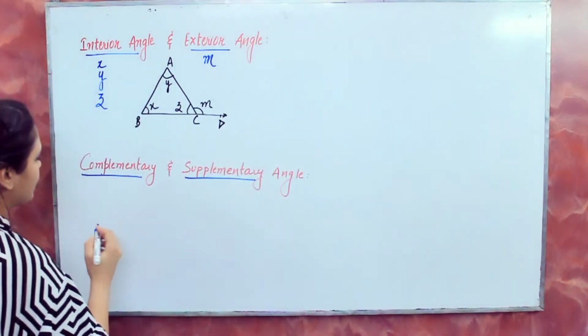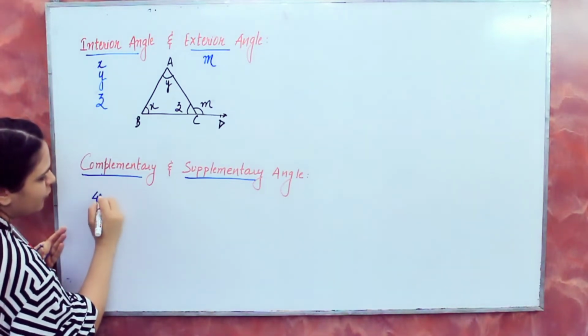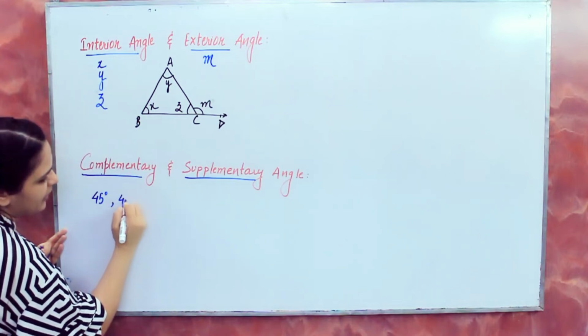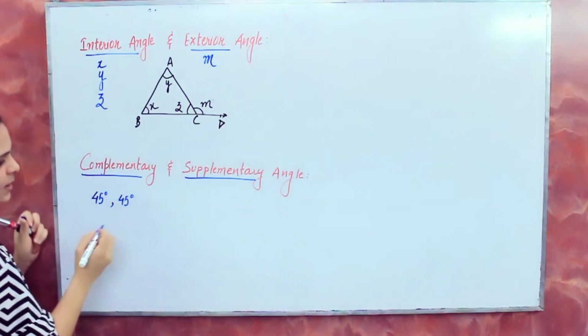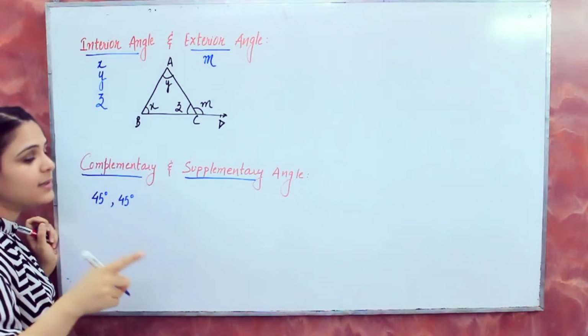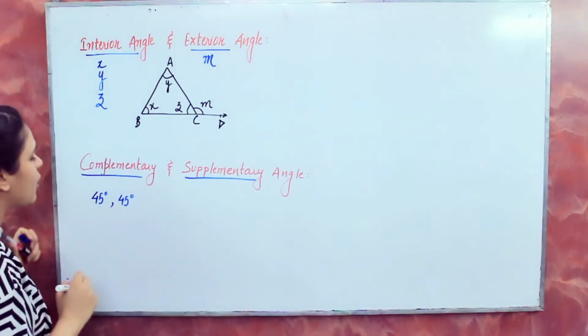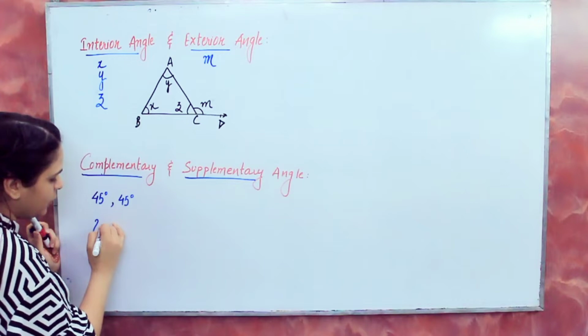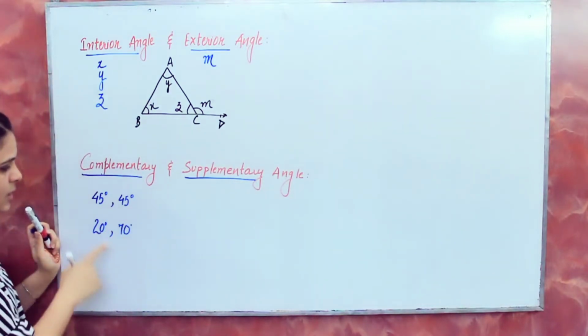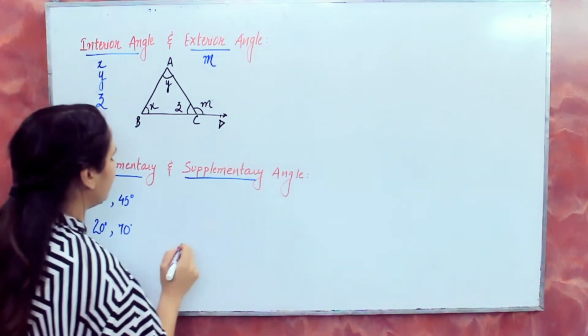Let's take two examples. 45 degrees and 45 degrees. The sum is 90 degrees, so they will be complementary to each other, and such a pair of angles is known as complementary angles. Or 20 degrees, 70 degrees. Okay, these are examples of complementary angles.